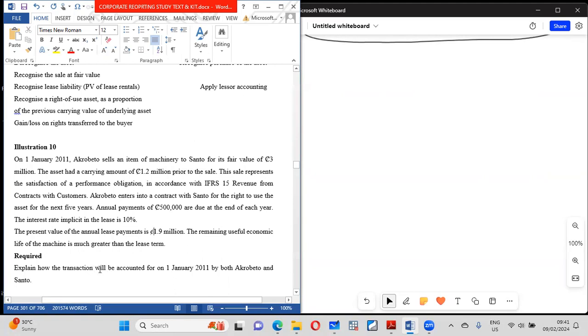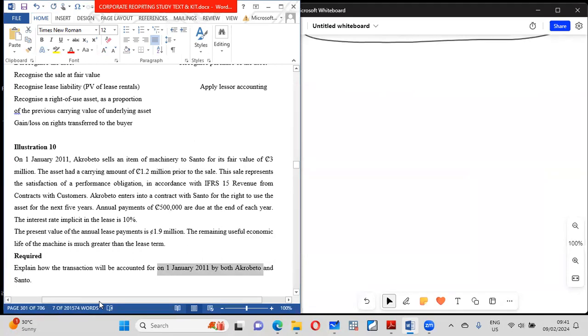Explain how the transaction will be accounted for on January 11 by both people. So here the attention is only on what? The attention is only on the initial measurement, when the entire thing will happen.